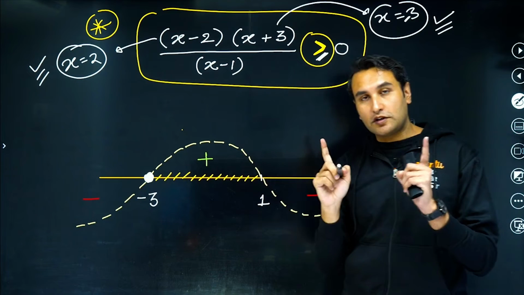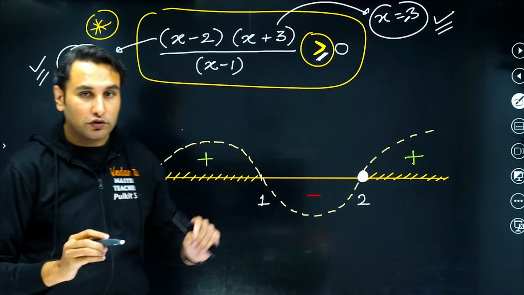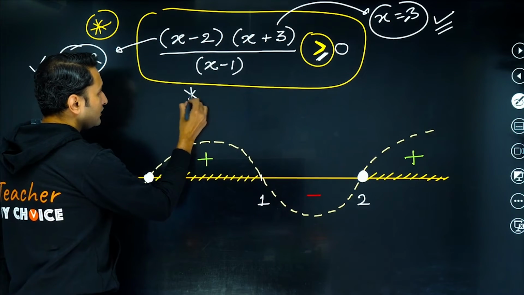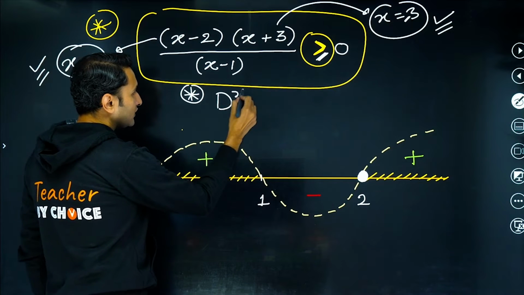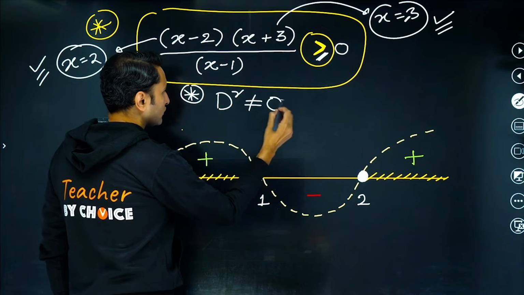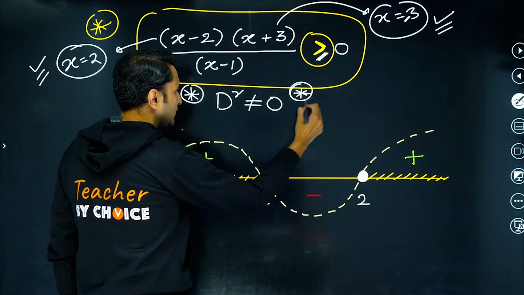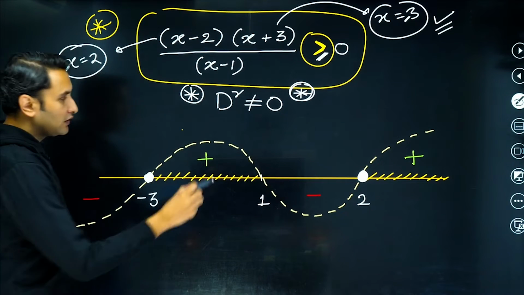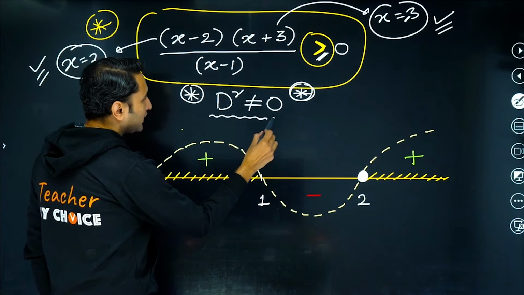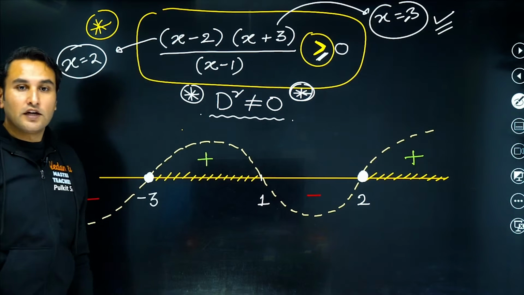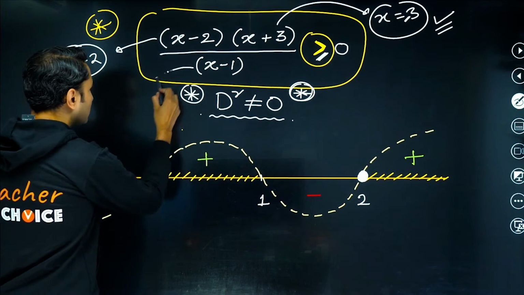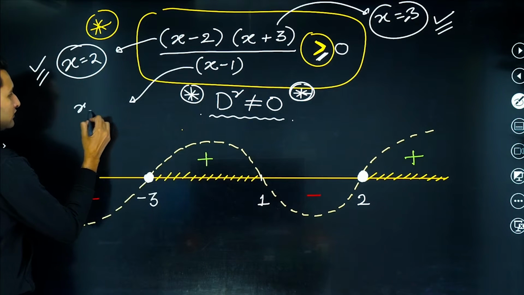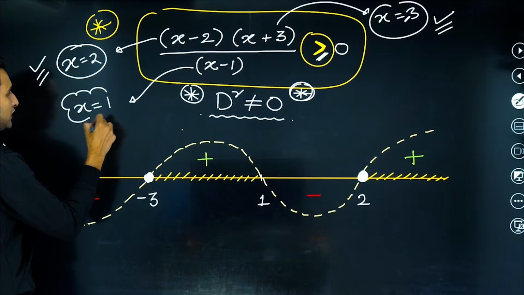Now comes the most important part, which you should note down in your notebooks. Remember, the denominator can never be equal to 0. Please, please, please make a mark of it. Remember, the denominator can never be equal to 0. So, can x be equal to 1? Can x be equal to 1?